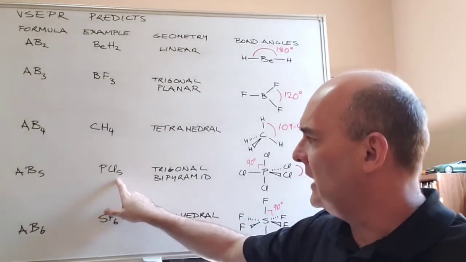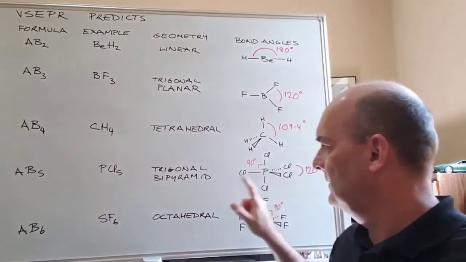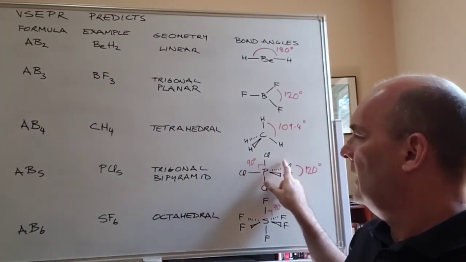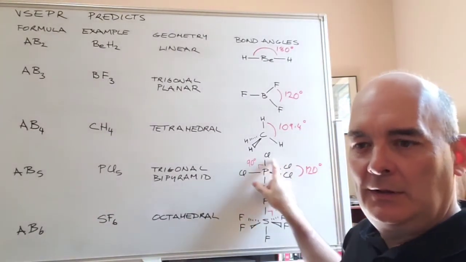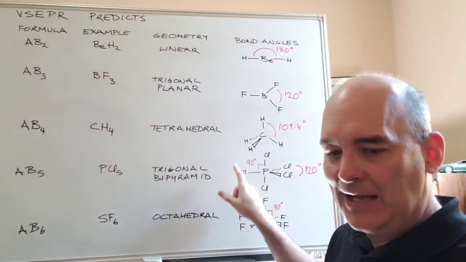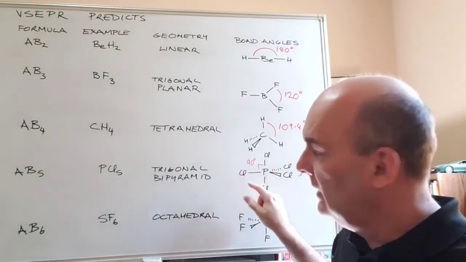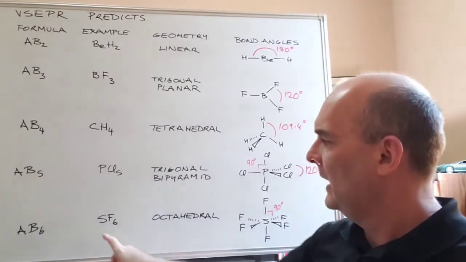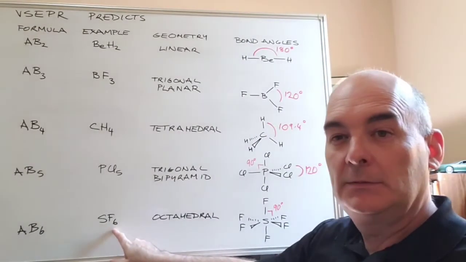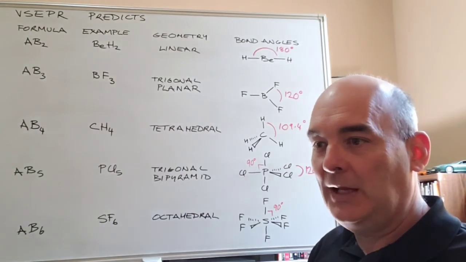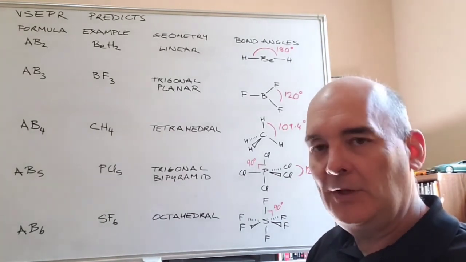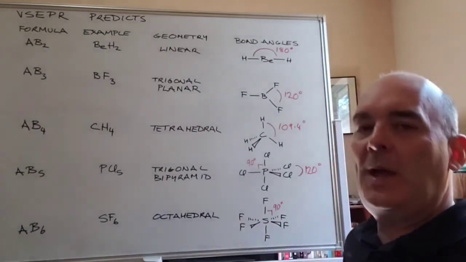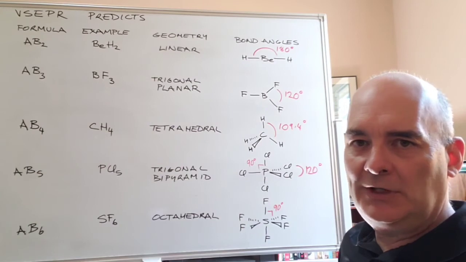When I get to 5 bonds around a central atom, I make a trigonal bipyramid, where I make a 120 degree angle from the atoms in the equator, and then 90 degrees to the axis. If I put 6 atoms around a central atom, I get something called octahedral, which has all of my angles at 90 degrees.